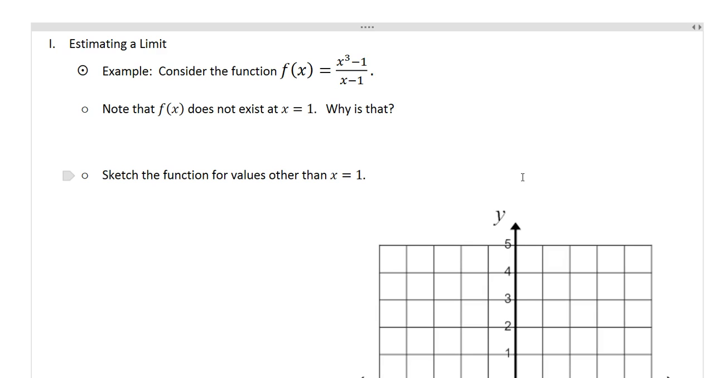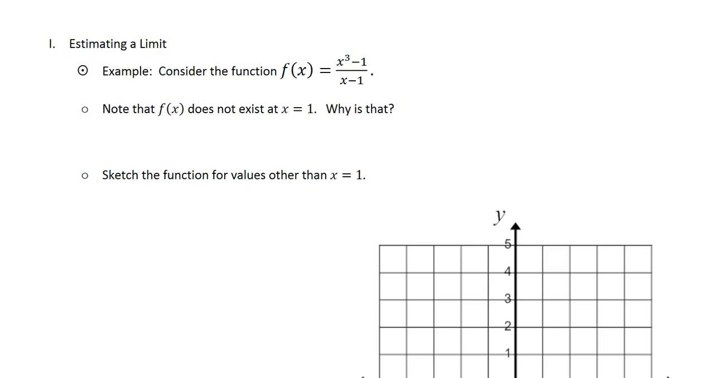One thing that's important to note is that f of x does not exist at x equals 1. Why would that be the case? Well, what happens if you try to plug in a 1 into this function? You would get 1 cubed minus 1 divided by 1 minus 1, which would be 1 minus 1 over 1 minus 1, which is 0 over 0. And that is a problem. So this actually represents itself as a hole in our graph.